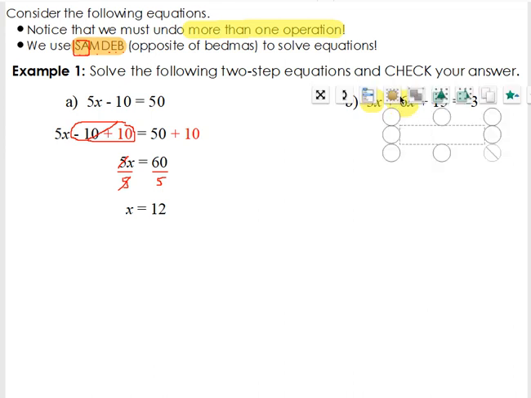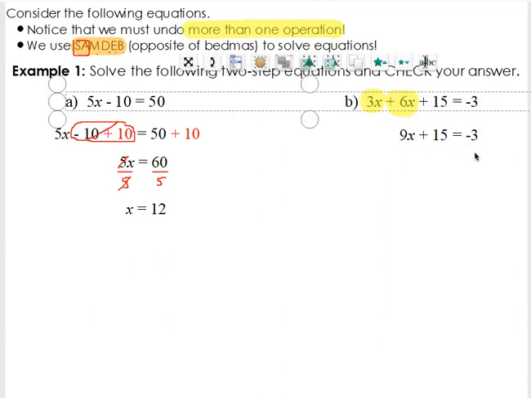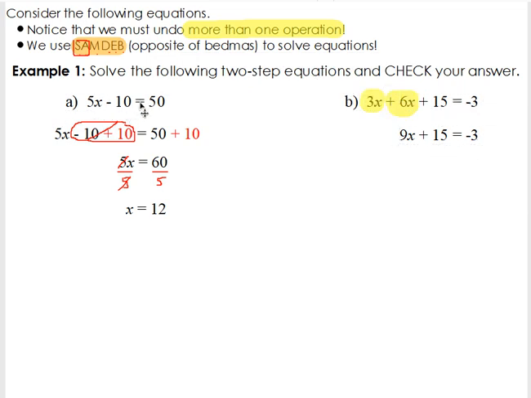So we're going to write out this whole thing. 9x plus 15 equals negative 3. Oh, it kind of looks a lot like this first one, doesn't it? So now, according to Sam Deb, we're going to have to start undoing stuff. When we start undoing stuff, we're going to have to first look at the addition or subtraction. And notice here, we have a plus 15.